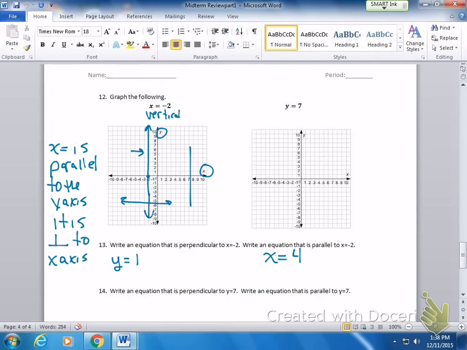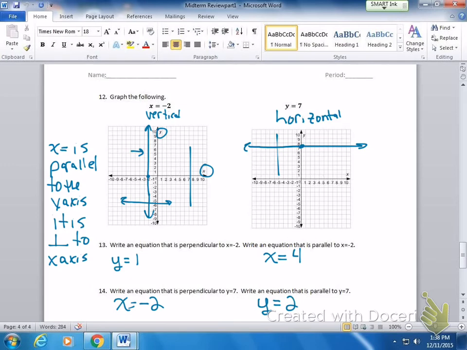Now let's go over to the second graph. It says y equals 7. Y equals is a horizontal line. It has to go through 7. The only line that can go through that would be horizontal. Now let's answer some questions about that one. Write an equation of something that's perpendicular to that. Well, perpendicular to horizontal is vertical, so maybe x equals negative 2. It also asks for one that's parallel. Well, if it's parallel to y equals 7, it's got to be horizontal, so y equals, and maybe I put 2.